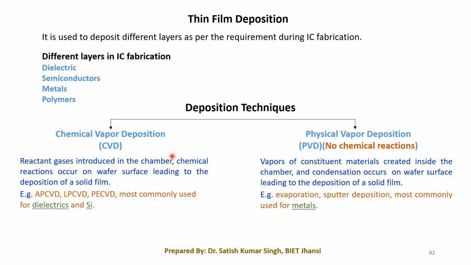We have different examples in the case of chemical vapor deposition. Chemical vapor deposition can take place at atmospheric pressure, which is known as the APCVD technique, atmospheric pressure chemical vapor deposition. Similarly, it can also take place at low pressure, called the LPCVD technique, low pressure chemical vapor deposition. Similarly, we can also have a CVD technique supported by plasma enhancement, the plasma enhanced chemical vapor deposition technique.